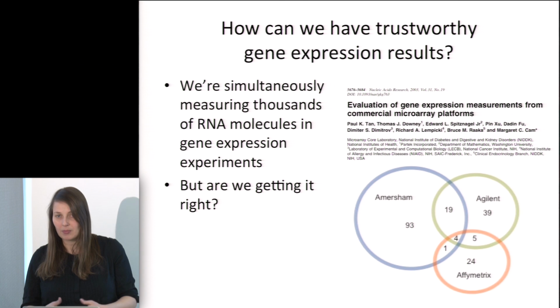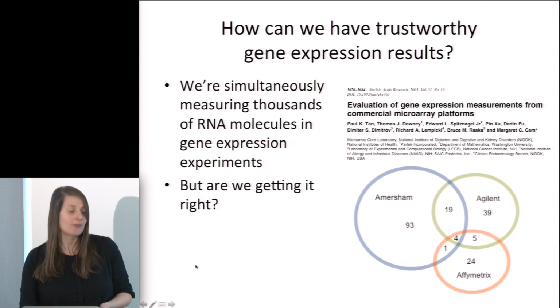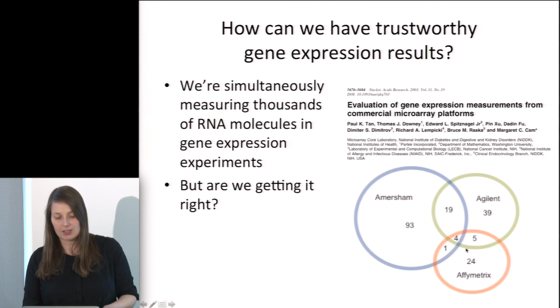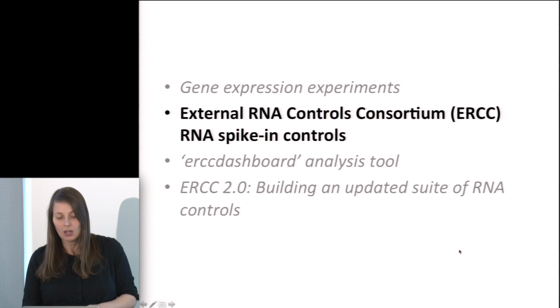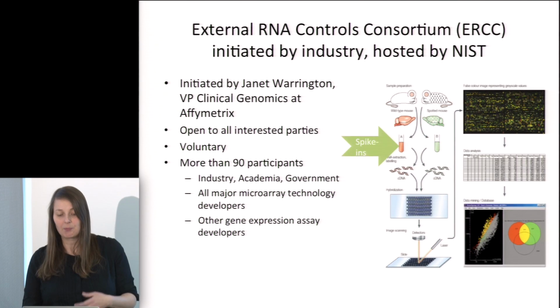This Venn diagram really caused a lot of dismay in the community, in particular for technology developers. And they decided that they wanted to work to find a way to make these measurements reproducible, because clearly when you have only four genes that showed agreement across these platforms, you're having irreproducible results. So that's when the External RNA Controls Consortium came into being.